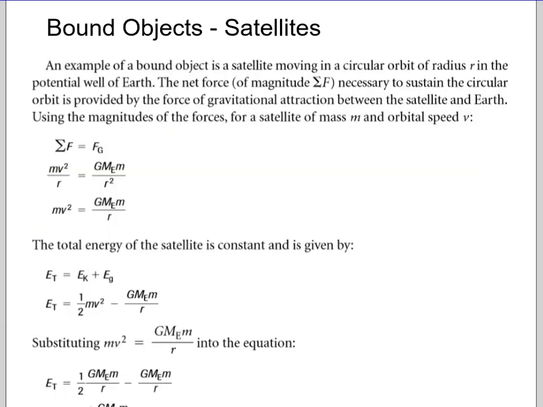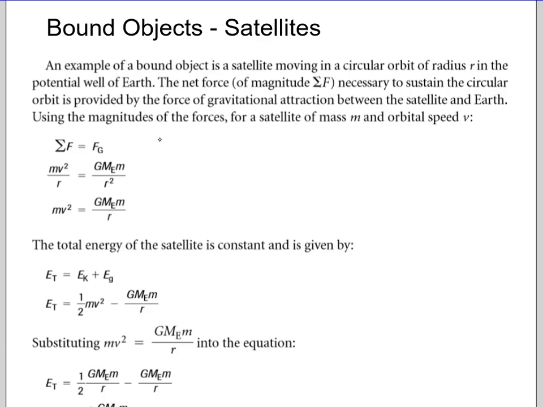Okay, so let's go to bound objects, which is satellites. We've talked a little bit about throwing an object in space, and the speed required to do that, but bound objects is where we find a lot more human use. So we're normally talking about satellites. There are literally hundreds, if not thousands, of satellites that orbit our planet. Our planet orbits the sun, so there's a lot of information there that's important to understand. Make sure I can fit everything on here.